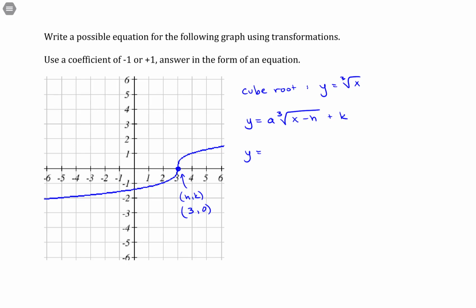So for this coefficient a, I would have to put a negative. All right, so nothing goes in for a, and we just have the cube root of x, so minus the x coordinate of this point, which is 3, and then plus k, which is 0, so we don't really need to put that on the outside. So this is the function that would produce that graph.